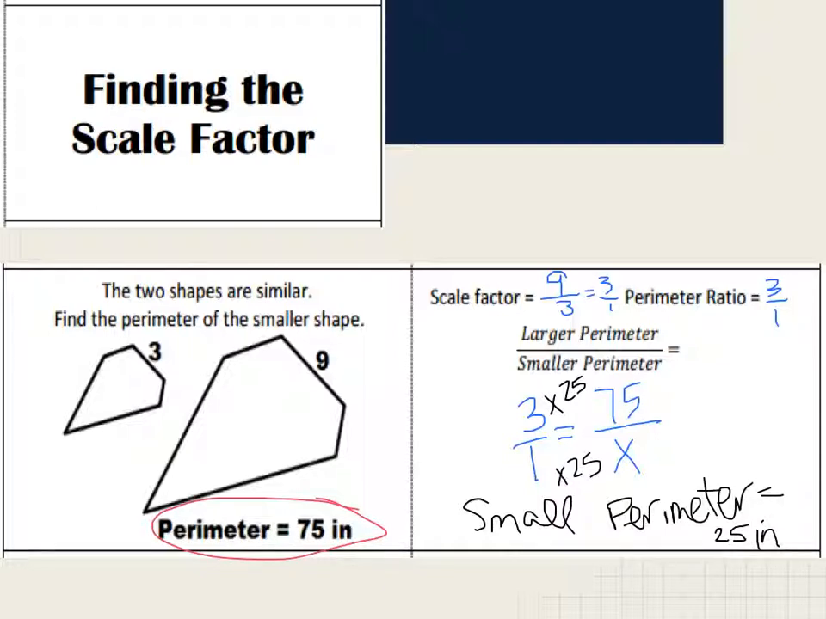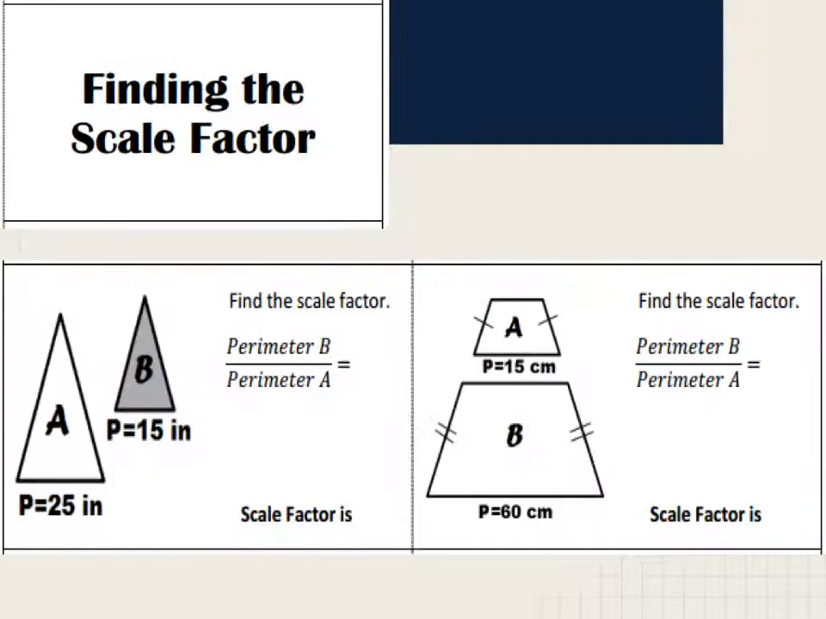So you can use a proportion to find the perimeter of similar figures. Under the next tab, we're going to find the scale factor if we are given perimeters. Here we have triangle A and triangle B. A is the original and B is the image, so this shrank. So we know that our scale factor has to be smaller than 1. If we find the ratio of the perimeters, that is going to be equal to our scale factor.